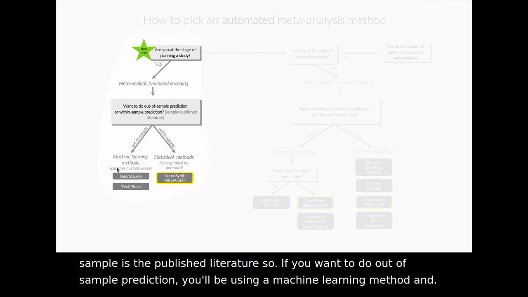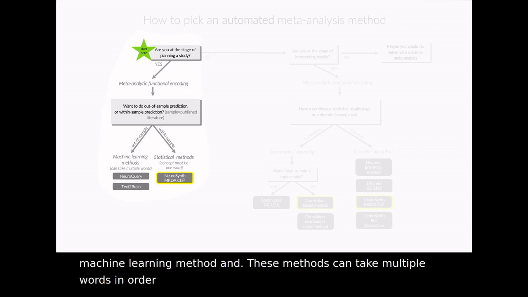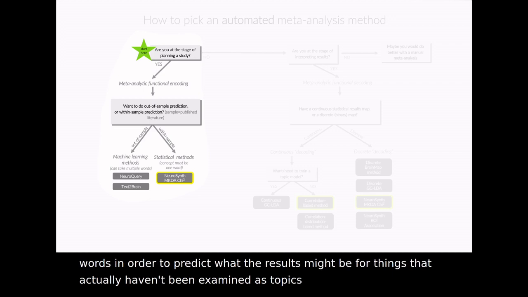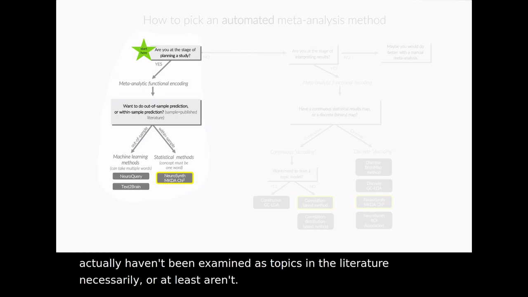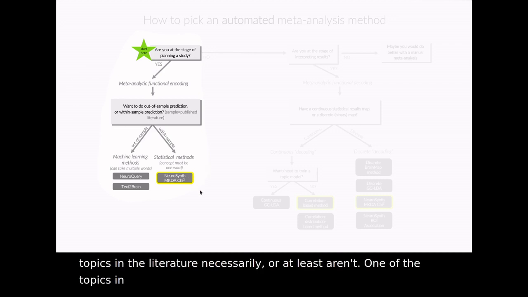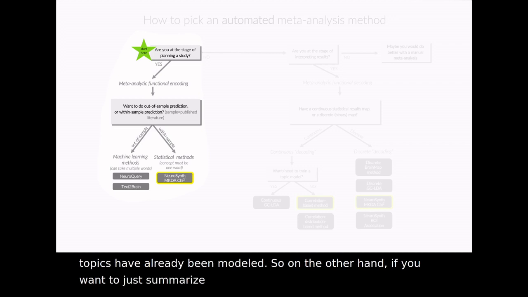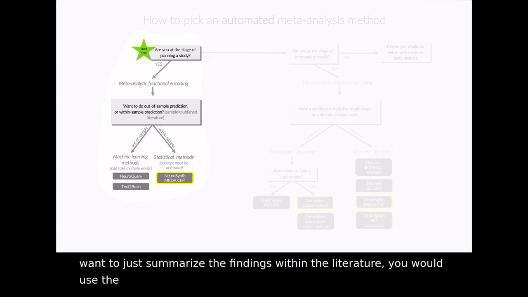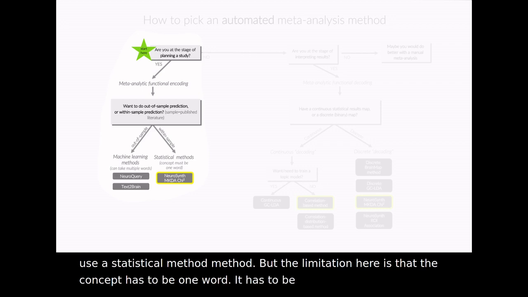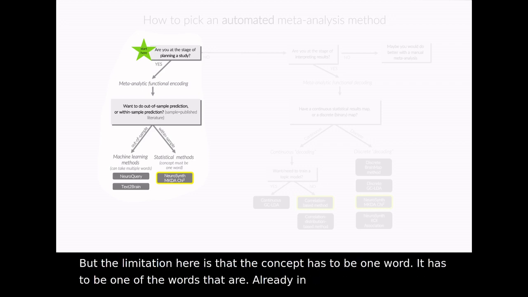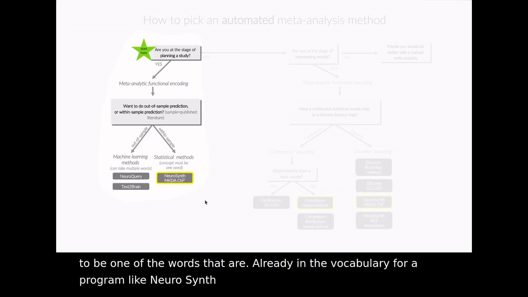And these methods can take multiple words in order to predict what the results might be for things that actually haven't been examined as topics in the literature necessarily, or at least aren't one of the topics in, say, neurosynth, which has already been, the topics have already been modeled. On the other hand, if you want to just summarize the findings within the literature, you would use a statistical method, but the limitation here is that the concept has to be one word. It has to be one of the words that are already in the vocabulary for a program like neurosynth, and I'll illustrate these two in a second.